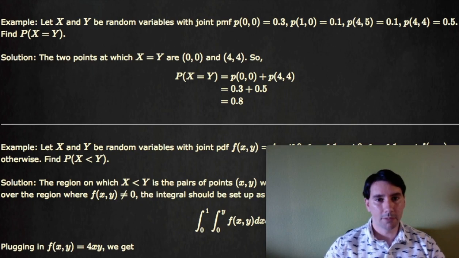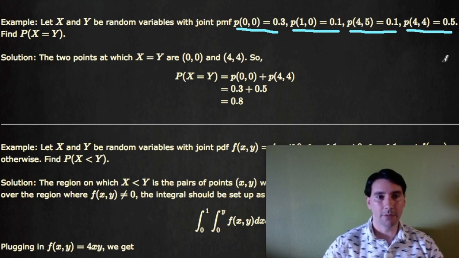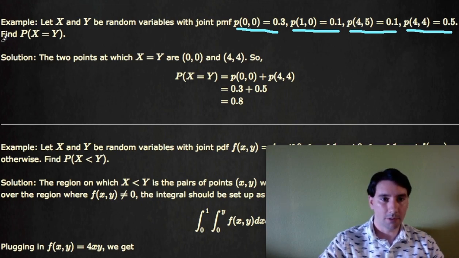So let's let x and y be random variables with joint PMF. The probability that x is 0 and y is 0 is 0.3. The probability that x is 1 and y is 0 is 0.1. The probability that x is 4 and y is 5 is 0.1. And the probability that x is 4 and y is 4 is 0.5. We want to find the probability that x equals y.